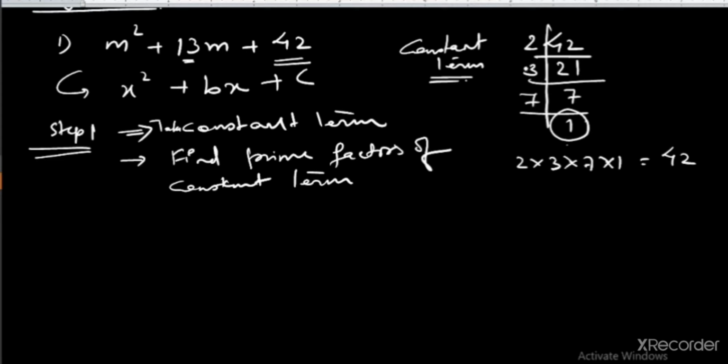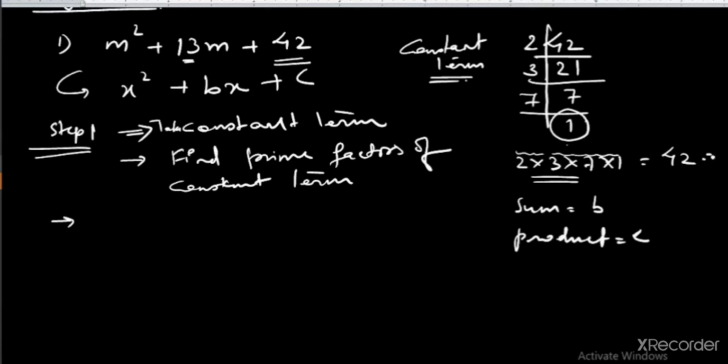We know very well that 2 into 3 into 7 into 1 is going to give you ultimately 42. What is your motto right now? Your third step is what you have to do. You have to arrange these factors in such a way that you get addition of the two terms, so that the sum you get is equal to B and the product you get is equal to C.